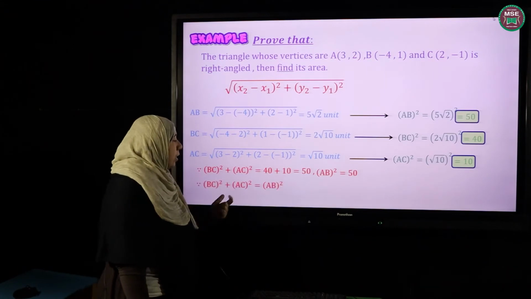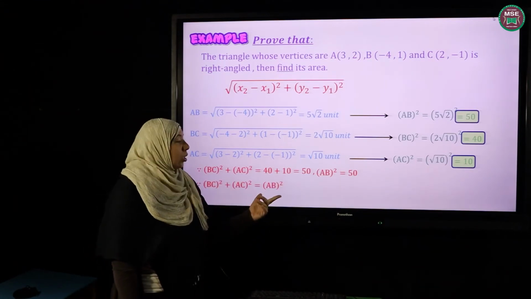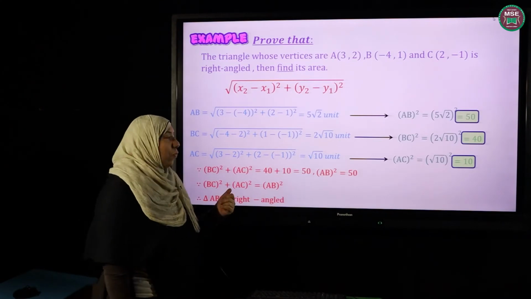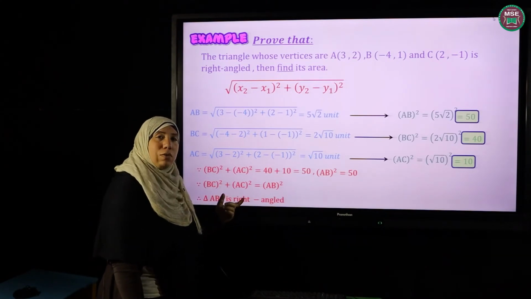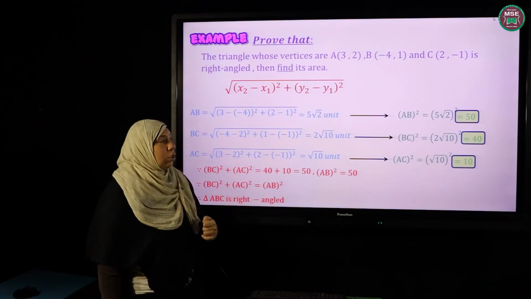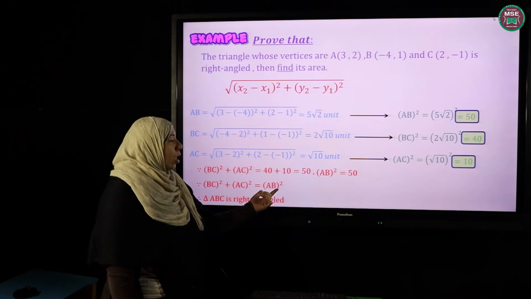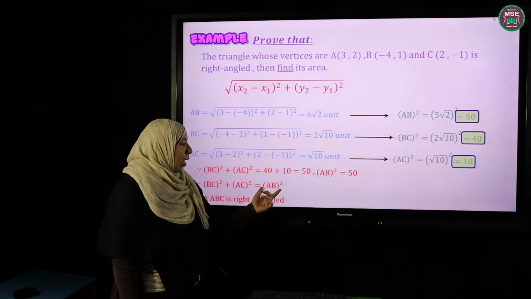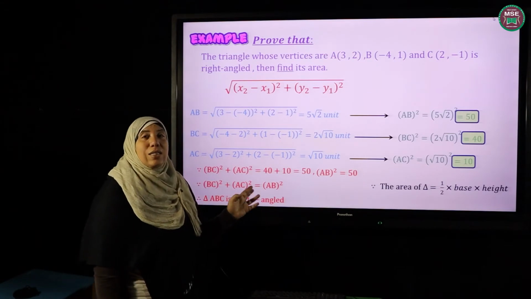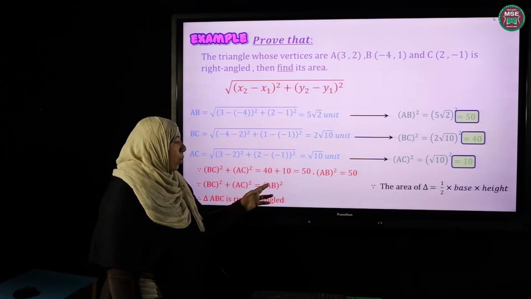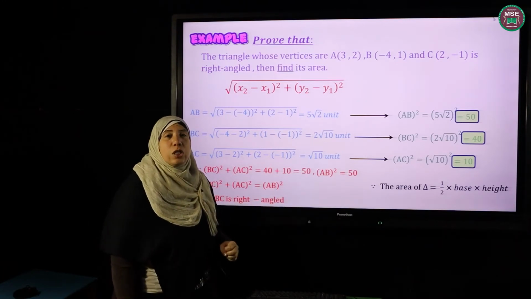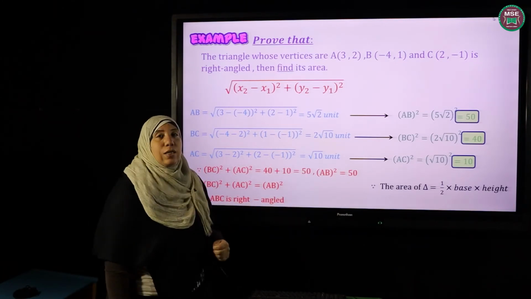So, since the sum here equals the other side's power 2, this triangle is right. If you found that the sum of the squares of the two sides equals the square of the greater one, this triangle is right. Right at what? The side which is alone is AB, so this triangle is right angle at C. If I draw it, I will find that AB, which is the longest side, is the hypotenuse. So the right angle here is C.